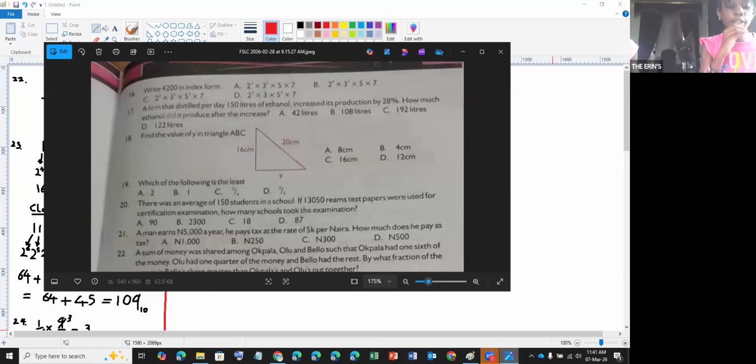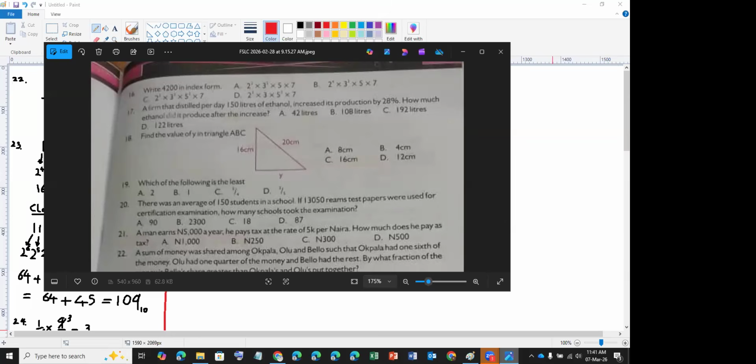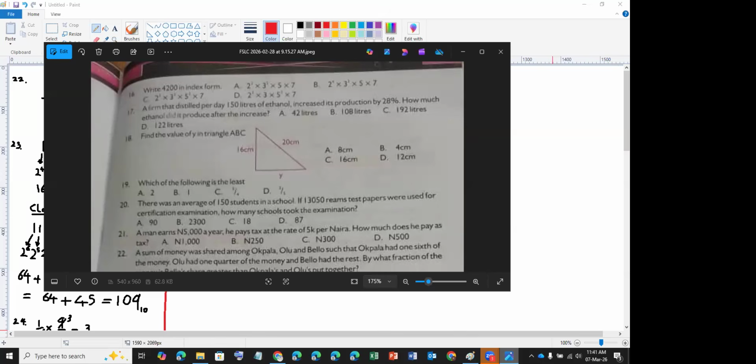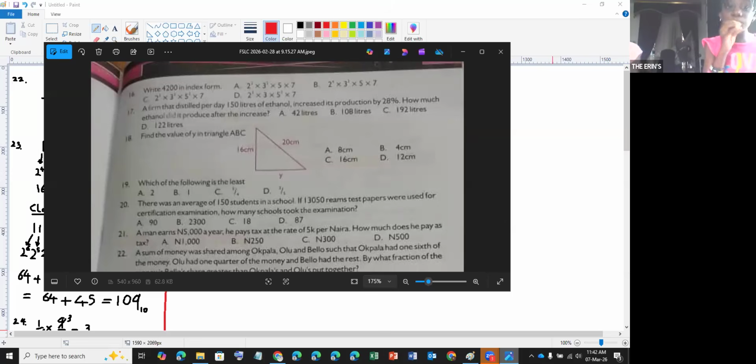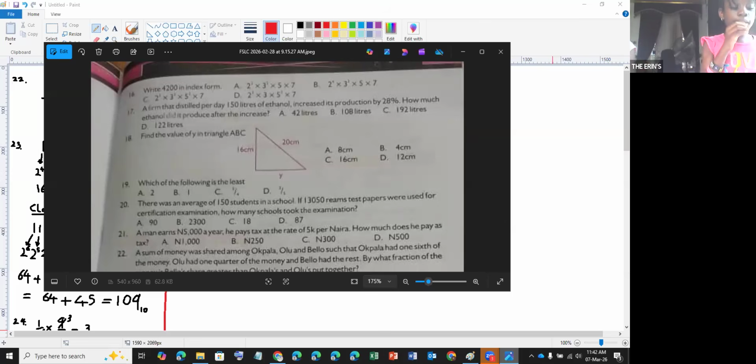Increase its production by 25%. Please, I don't agree. Go back and read it well. A firm produces per day 150 liters of ethanol, increase production by 28%. Where are you getting 25% from, madam? Please read correctly, 28%. How much ethanol did it produce after the increase?